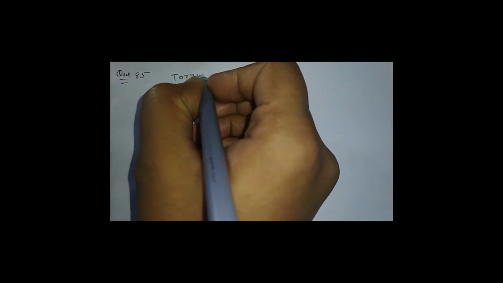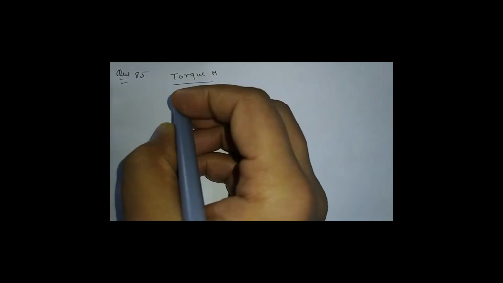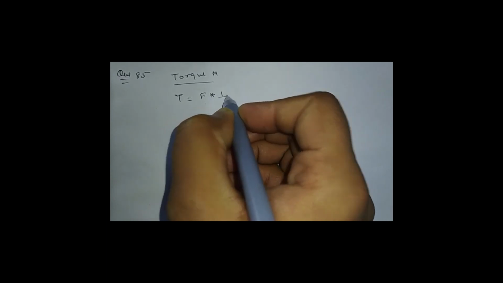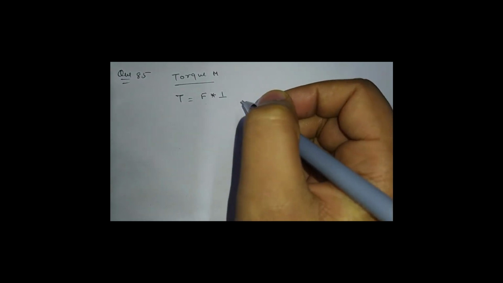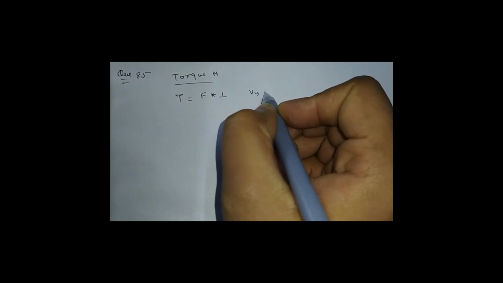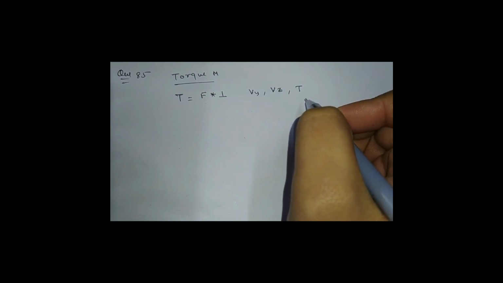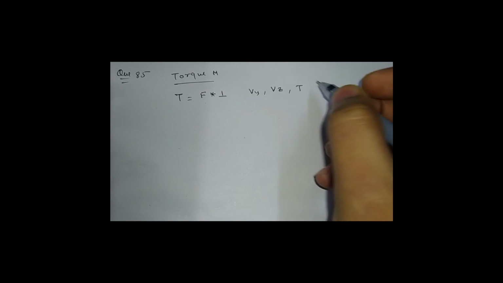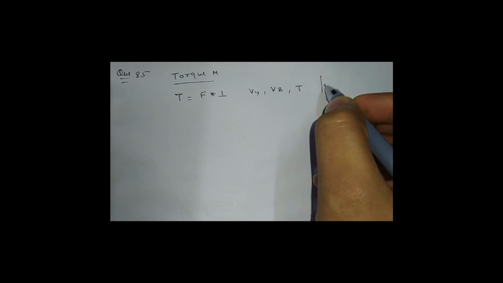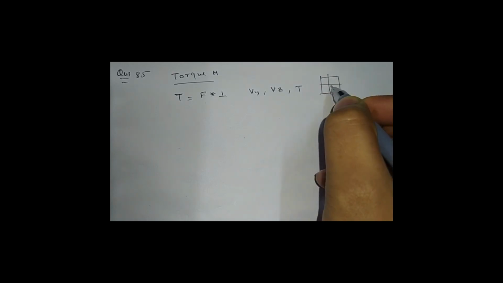Question number 85, we have to find the torque. Torque is nothing but, we know, force multiplied by perpendicular distance, and in the question it is stated that the shear force Vy and Vz, and also the torque, are all acting at the shear center. As the section is symmetrical, the shear center will be at the center.